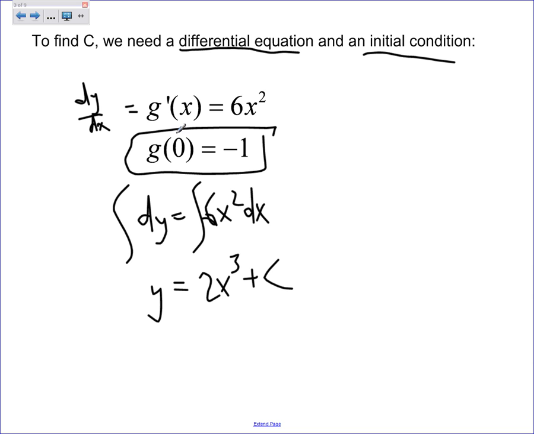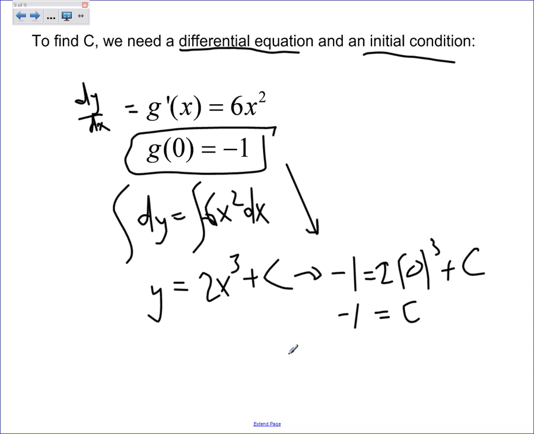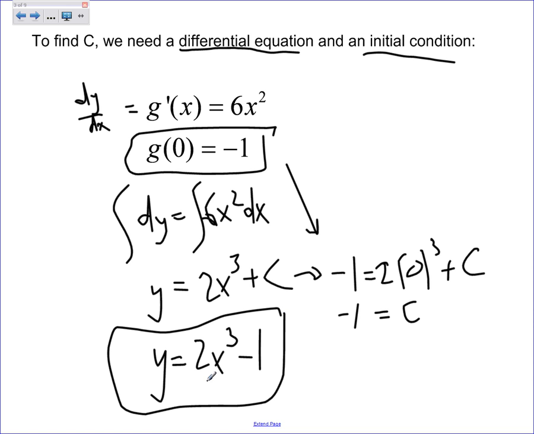We know that when x is 0, y is equal to negative 1. So negative 1 is equal to 2 times 0 cubed plus c. And if you stare at that for quite some time, you'll come to the conclusion that c must be equal to negative 1. And so my equation is y equals 2x cubed minus 1. They're not all going to be quite that easy and obvious, but that's the one we come up with. Really, instead of y, we should write this as g of x.